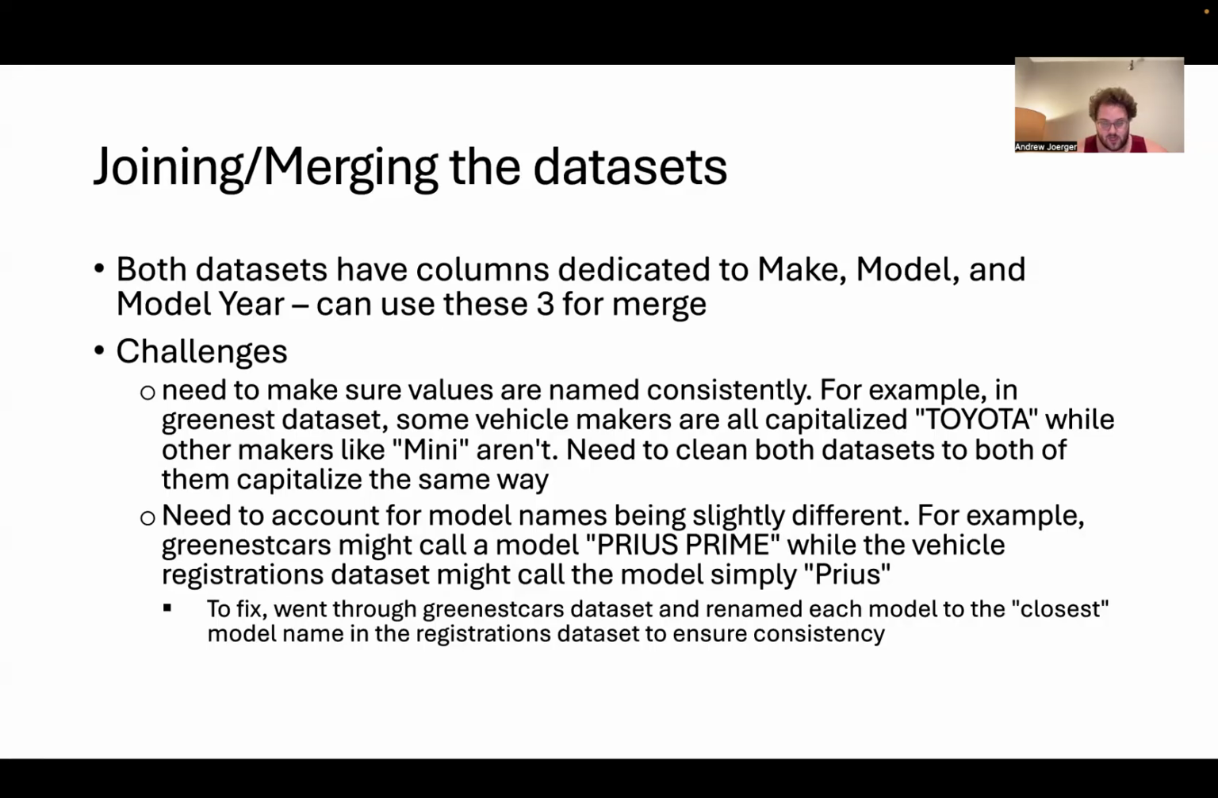Also, the more challenging problem was to account for model names being slightly different. For example, the greenest cars data set might call a model Prius Prime, while the vehicle registration data set might just call that model a Prius. So strictly, they aren't equal strings, but they would be considered a match. To fix this, I went through the greenest cars data set and renamed each model to the closest match in the registrations data set, without going into the details of how that happened, to ensure consistency so that they could be matched together when they're supposed to be.